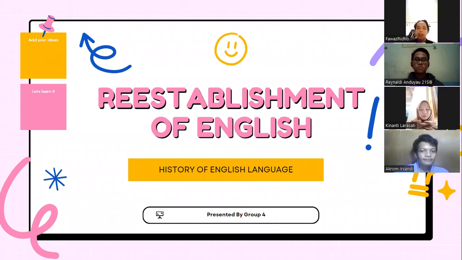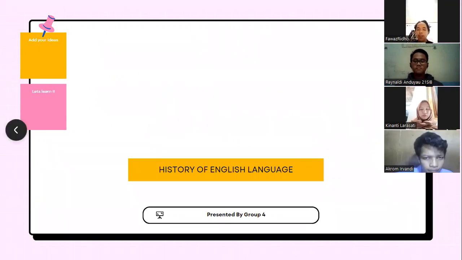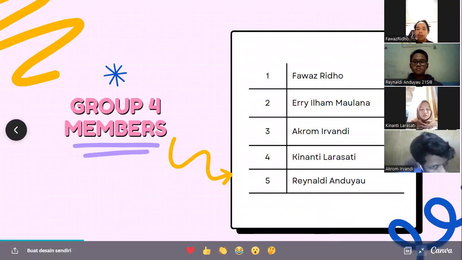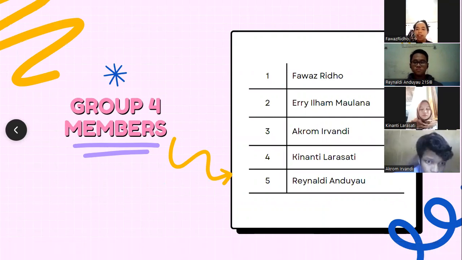Assalamualaikum warahmatullahi wabarakatuh. We are from Group 4, and we want to discuss the re-establishment of the English language, the history of the English language. Before we start, we want to introduce ourselves first. First is me, Fausrido, and my friends are Eri Ilham Maulana, Akrom Irfandi, Kinanti Larasati, and Renaldi Andriyal.